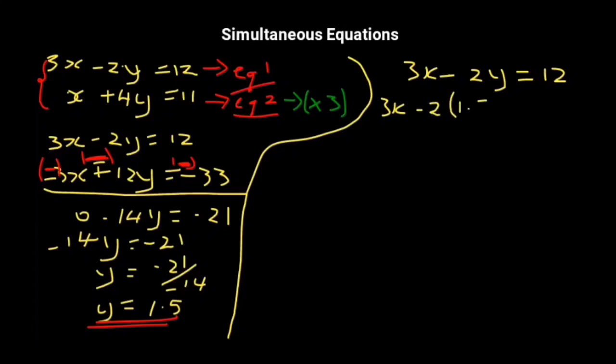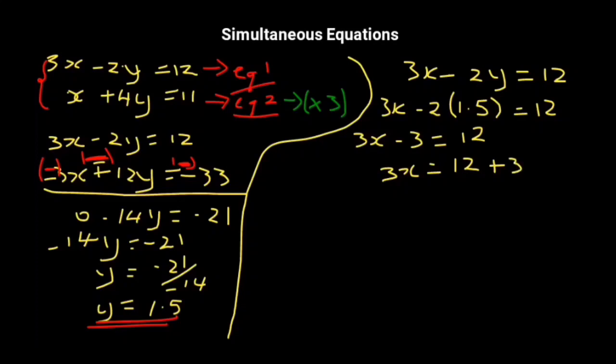We have 3x minus 2 in brackets 1.5 is equal to 12. Simplifying this, we'll have 3x minus 3, which is 2 multiplied by 1.5, is equal to 12. Simplifying once again, we'll have 3x equals 12 plus 3, because we're trying to find x, so we're going to move the 3.